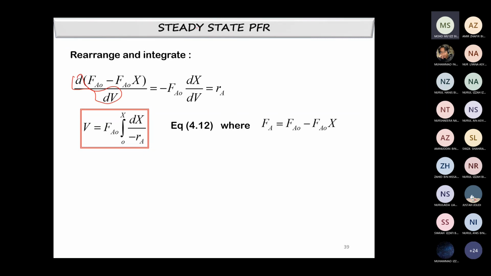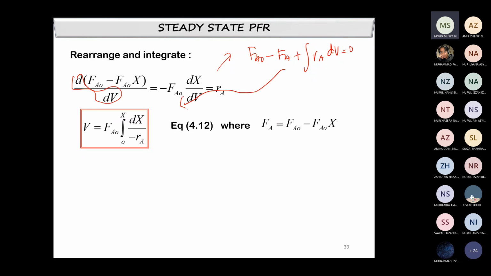Okay, alright. Because basically from the original equation, we have FA0 minus FA plus RA dV is equal to 0. Okay, actually this is how you get it. How you get that is from here.